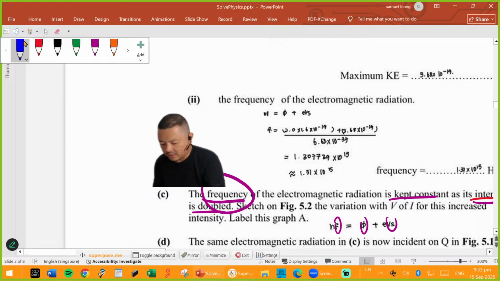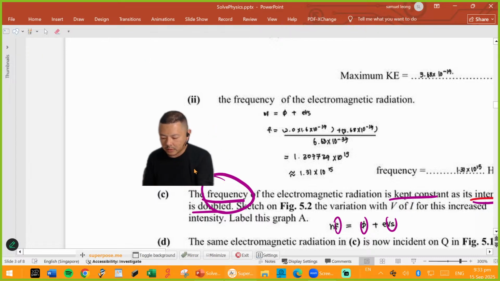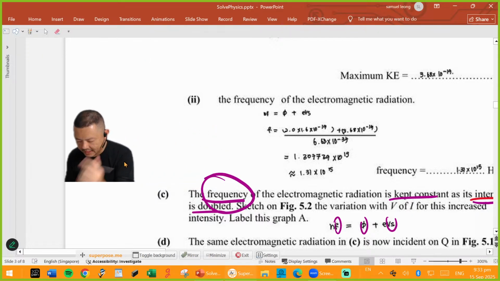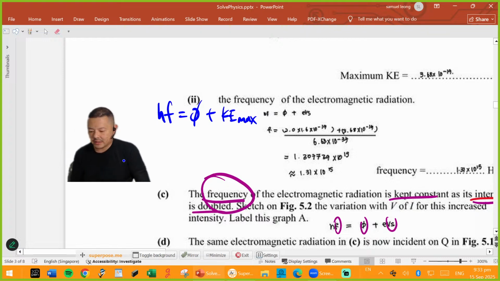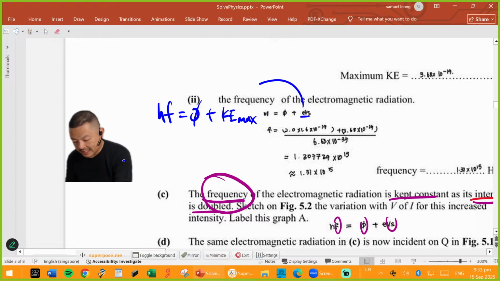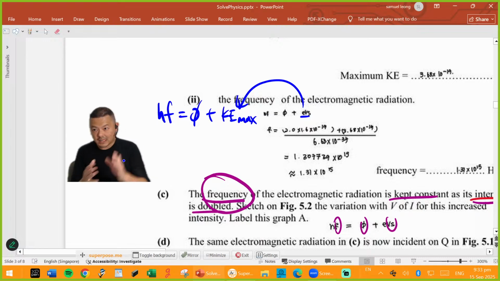Because if you want to be able to solve all these questions, after you memorize it, you make sense of it. So always remember that EVS is really the KE max of the electron, right? It's really the KE max of the electron. So you can replace EVS with KE max. That's what I just showed you, right?